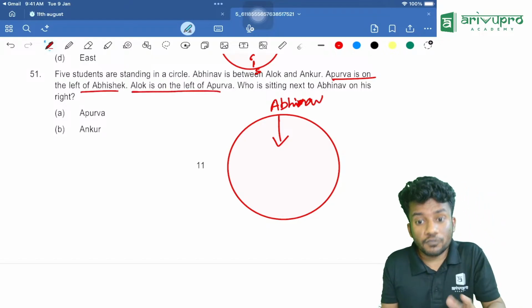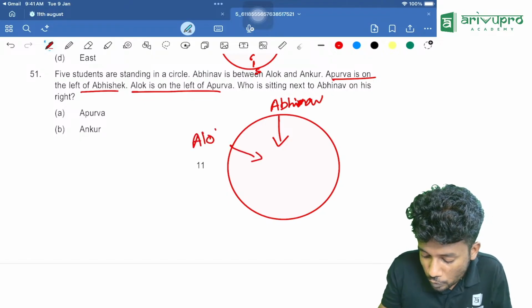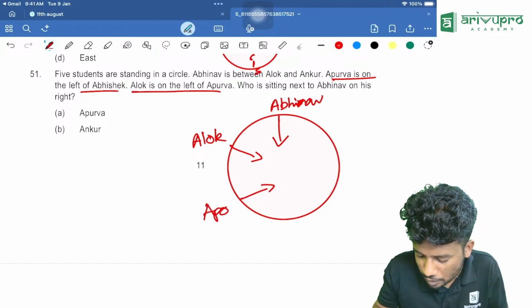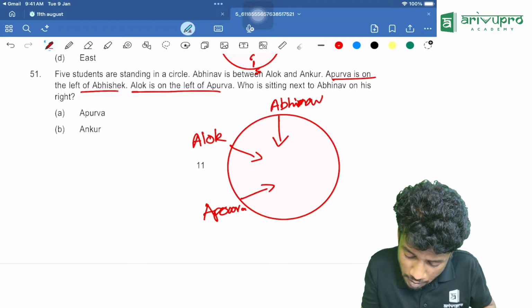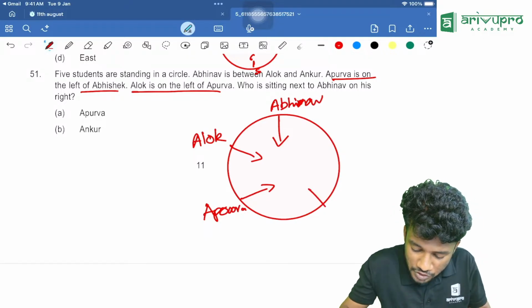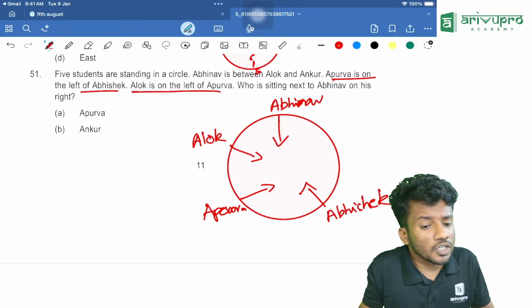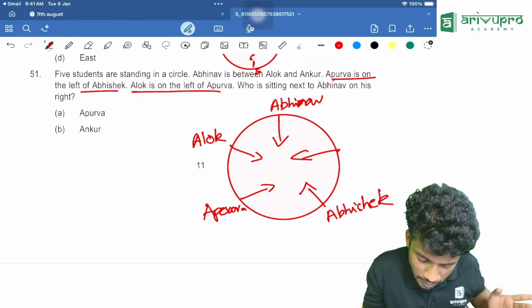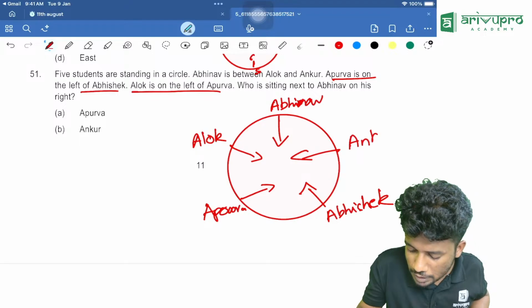Alok is on the left of Apurva. That means Alok should be over here. If Alok is over here, then Apurva will be over here. Then Apurva is on the left of Abhishek. That means Abhishek is over here. Then who is remaining? One more person is there. Abhishek, Alok, Apurva, Abhinav, then Ankur is remaining.